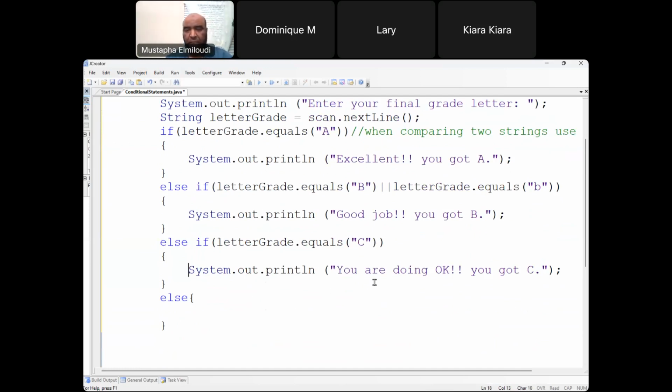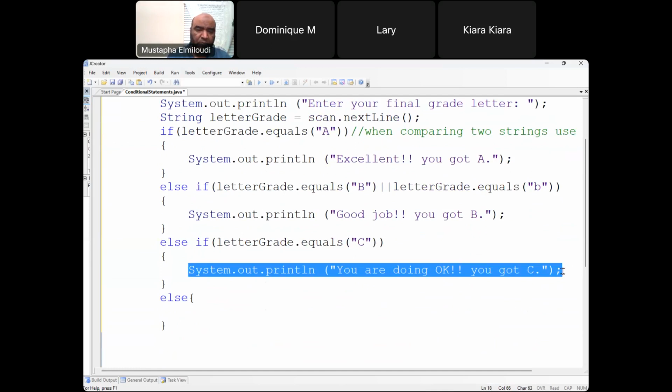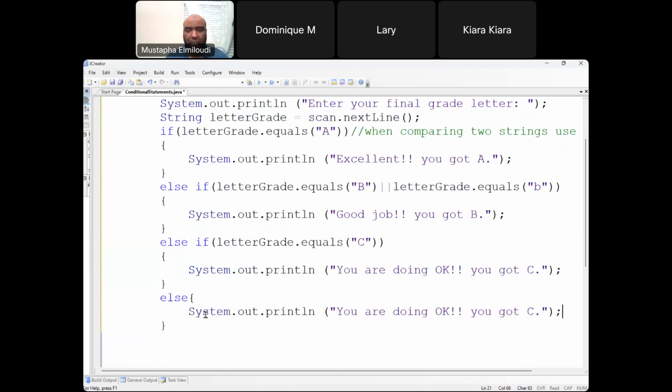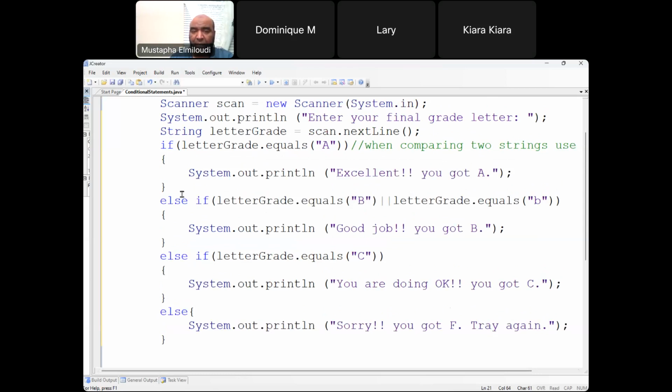So I'm going to copy this, and then put it here, and then put, Sorry, you failed. Sorry, you got F. Try again, for example. Try again. Okay, so as you can see right here, keep in mind that when you are using if, else if, else if, else, only one of the statements will execute. You can never have more than one. That means only one of them will be applicable.